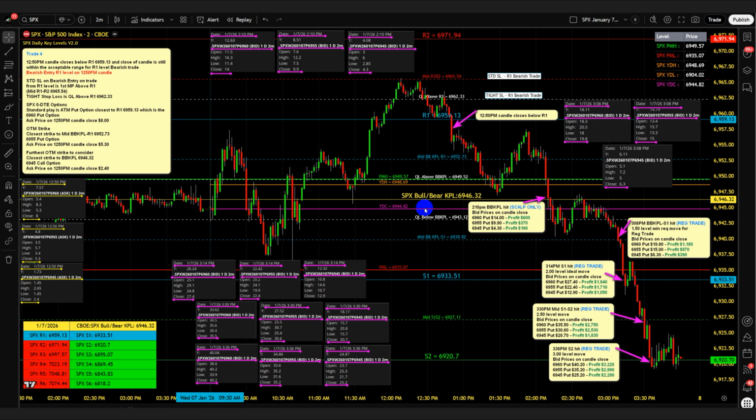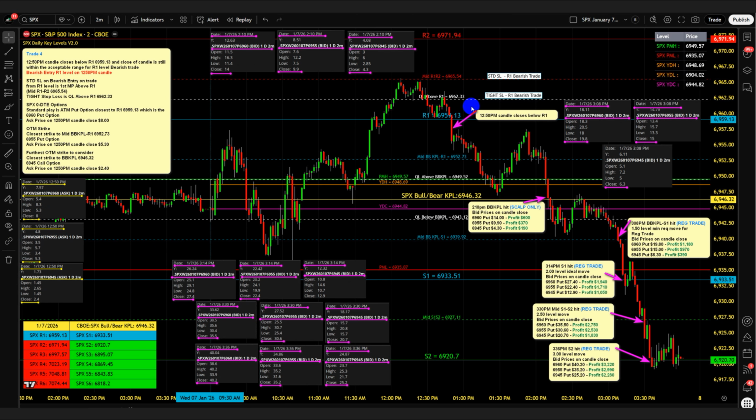Then the furthest one you can consider is going to be the bull bear key price level, because that is 1 full level down from the bearish trade of R1, 69.46.32, so that's going to be the 69.45 put. So here we have the data boxes for the close of the 12:50 p.m. candle. As you can see here, 69.60 is $8. The 69.55 is $5.30. And the furthest out of the money, 69.45, is $2.40.